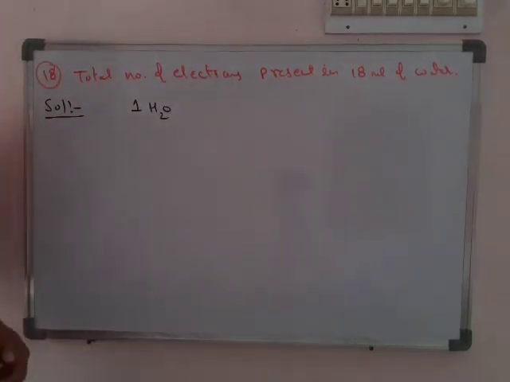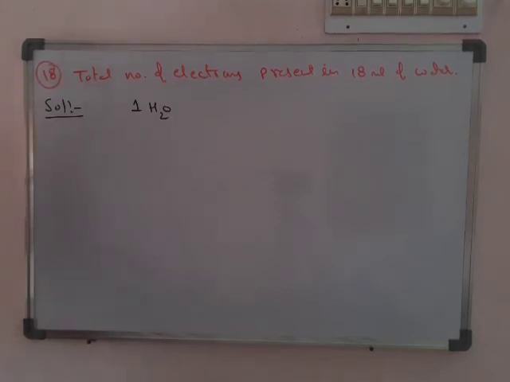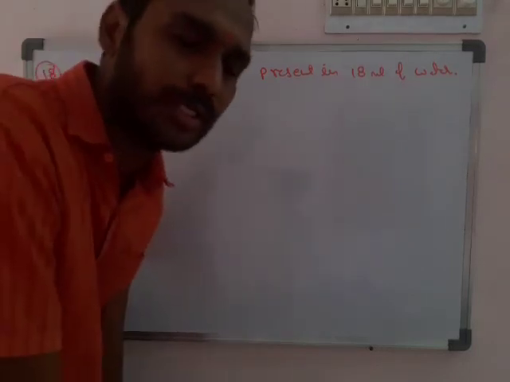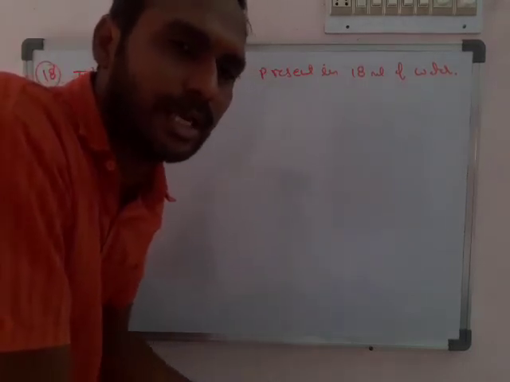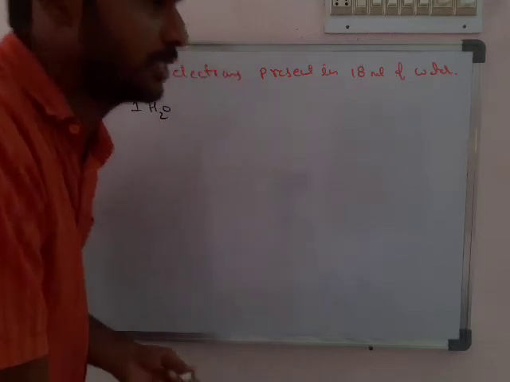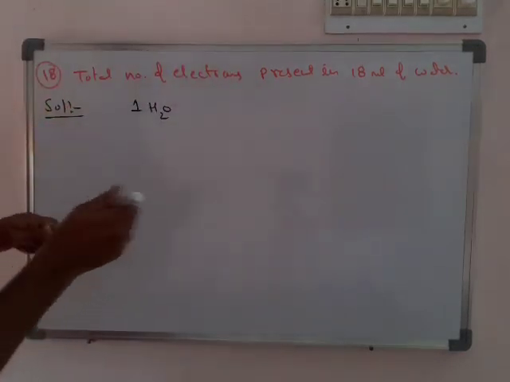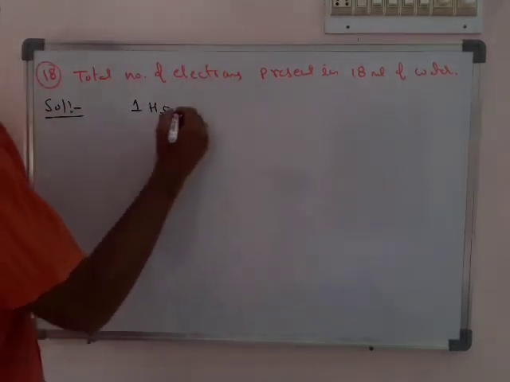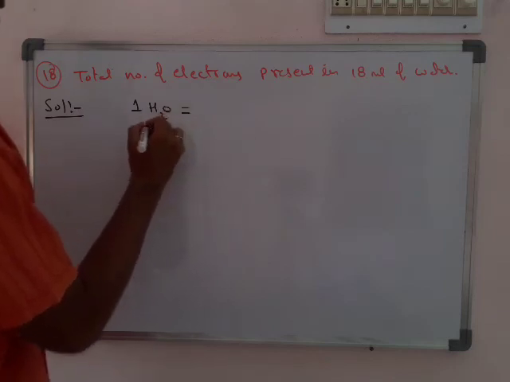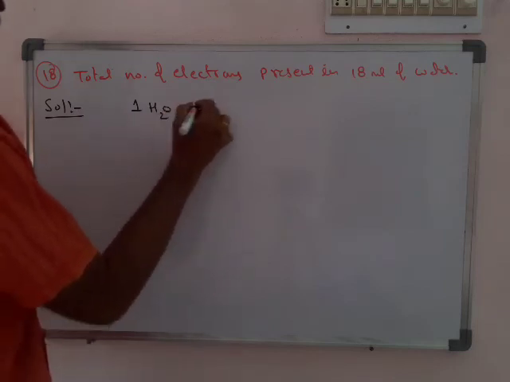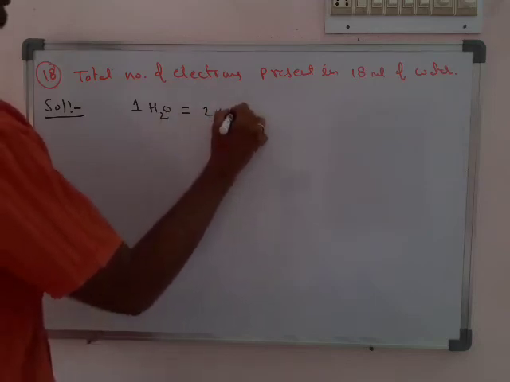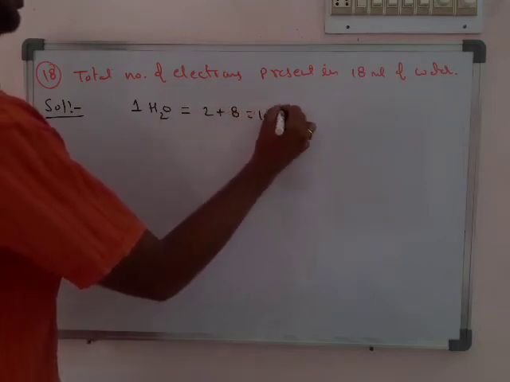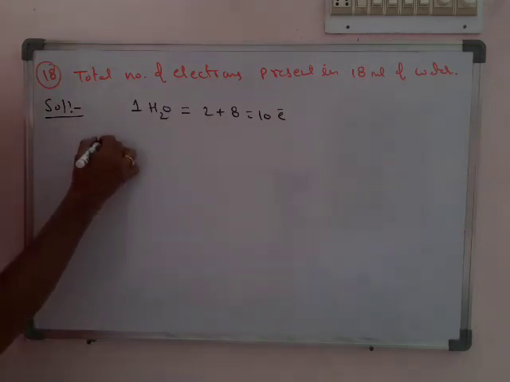So the question is, it is not mentioned about the temperature. If we mention 4 degrees, they directly write 1 gram equals 1 milliliter. So it is not mentioned about the temperature. So normally, 1 H2O equals how many electrons? Each hydrogen has 1 electron plus oxygen, it has 8, so 10 electrons. So 1 mole.